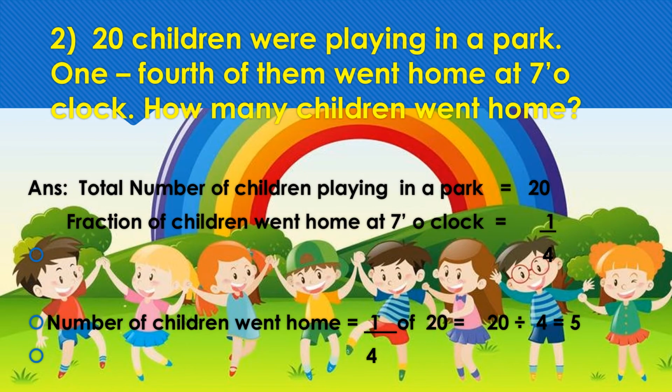Now, what we need to find out is how many children went home. So we write the statement for the answer as number of children who went home is equal to 1/4 of 20, which is equal to 20 divided by 4 is equal to 5. So 5 children went home.